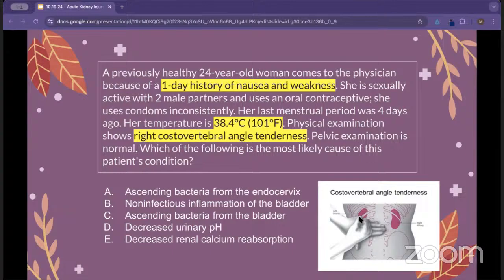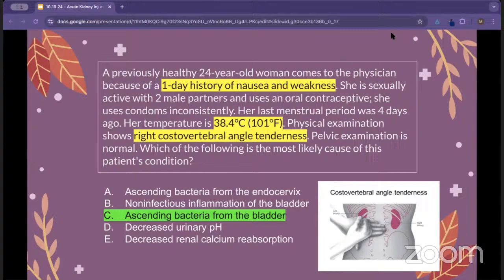Remember, pyelonephritis is an infection of the renal pelvis and the parenchyma that's usually associated with an ascending bacterial infection of the bladder. And that typically presents with flank pain and costovertebral angle tenderness. Remember, this is the costovertebral angle. It also has fever and features of cystitis, like dysuria and frequency. So I hope that tips you off to the correct answer, which is C. Ascending bacteria from the bladder, typically due to underlying cystitis, is the most likely cause of the patient's pyelonephritis.